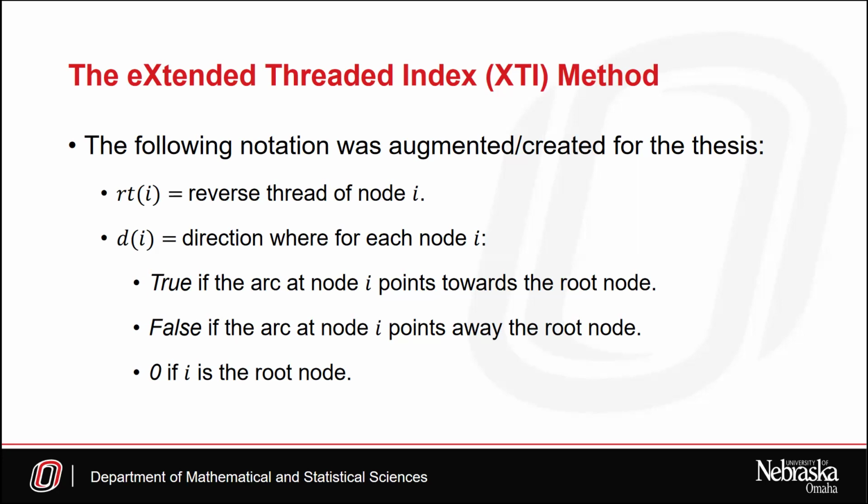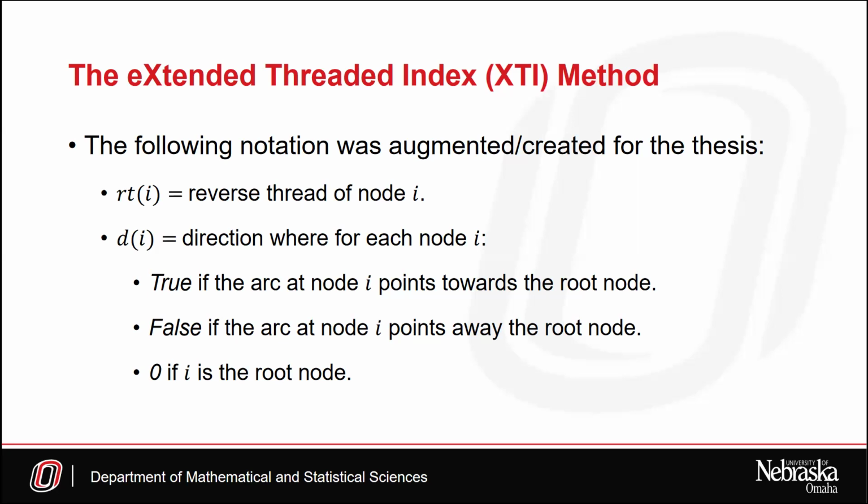So if you keep in mind the predecessor, which I'll explain more in a bit, you ask the graph if the arc to the predecessor of a particular node I is oriented so that it is pointing toward the root node, then you return true.